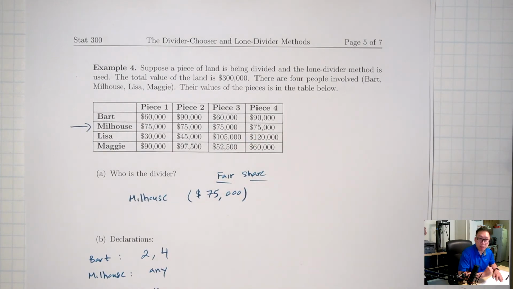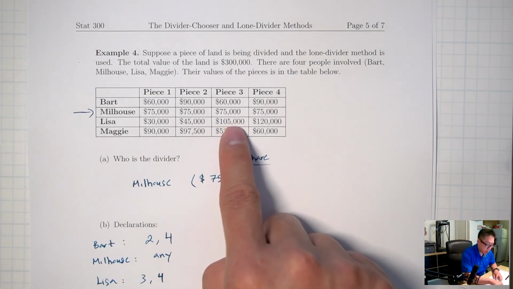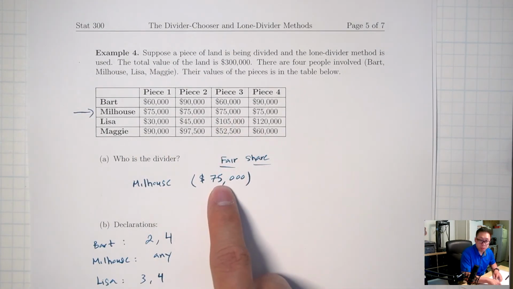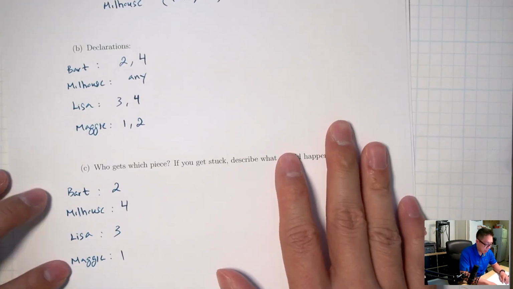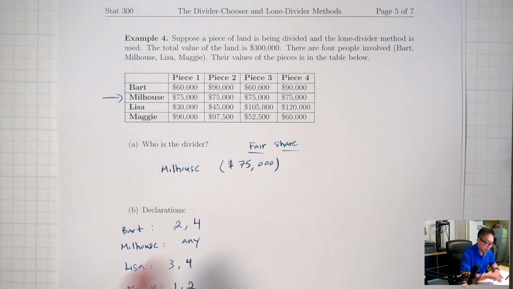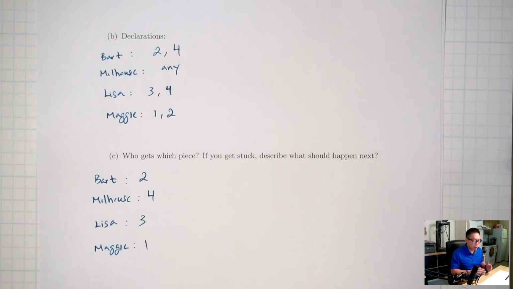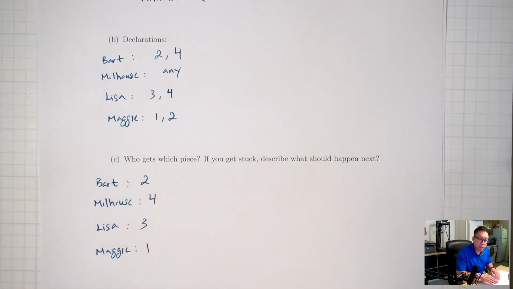He got what he thinks he deserves. Lisa, we gave her 3, which is $105,000, which is more than what she deserves. And then Maggie got 1, which is $90,000 in her eyes. So she got more than what she thinks she deserves also. So everybody's happy. So it's important to note here that there's multiple answers here.